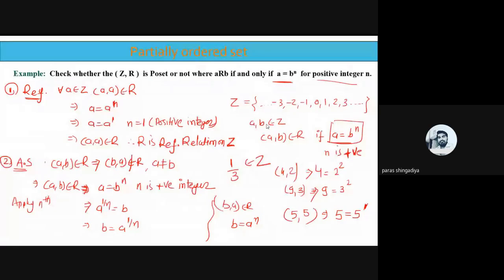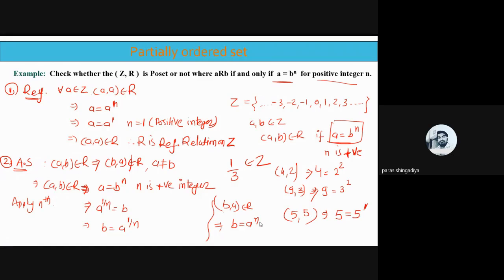So what did we have to prove? To define the antisymmetric case: if AB belongs to R, then BA does not belong to R. So what will be the form of B, A? If BA belongs to R, then what does it mean? We check that B can be written as A raised to n, where n is a positive integer.